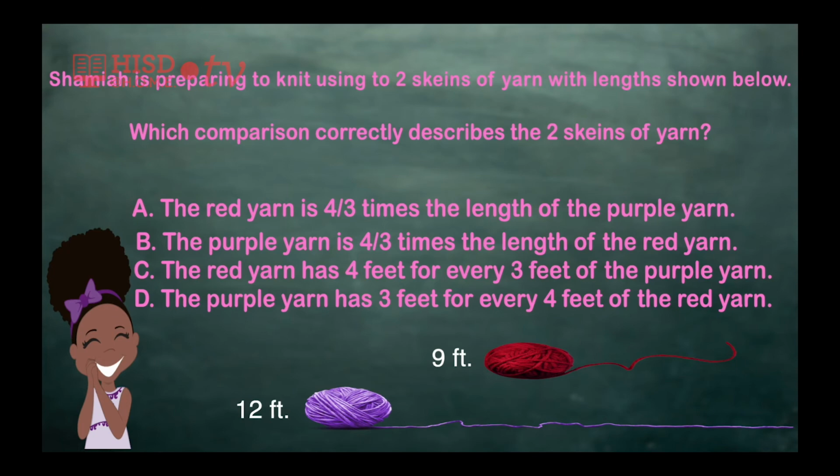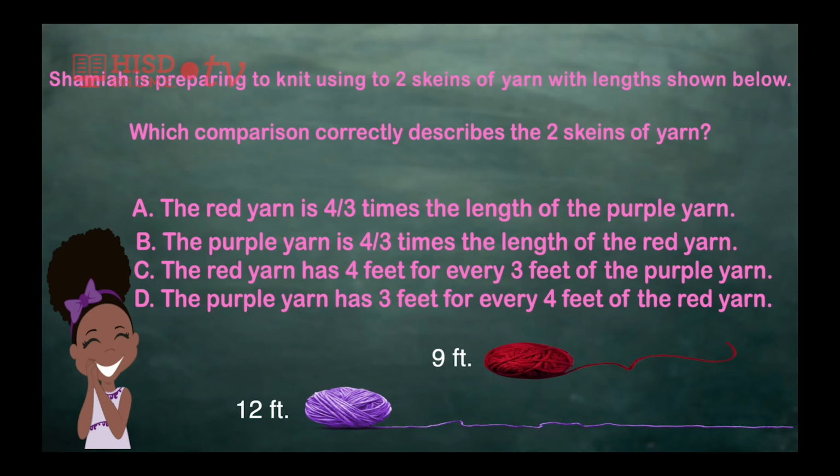Okay. So if I look at A, I see the red yarn is 4/3 times the length of the purple yarn. And so I'm going to multiply 4/3 times the amount of the purple yarn, which is 12 feet, right? So it's 12 over 1 times 4/3, giving me a product of 48 over 3, which ultimately is 16 when simplified. I know my red yarn is 9 and not 16.